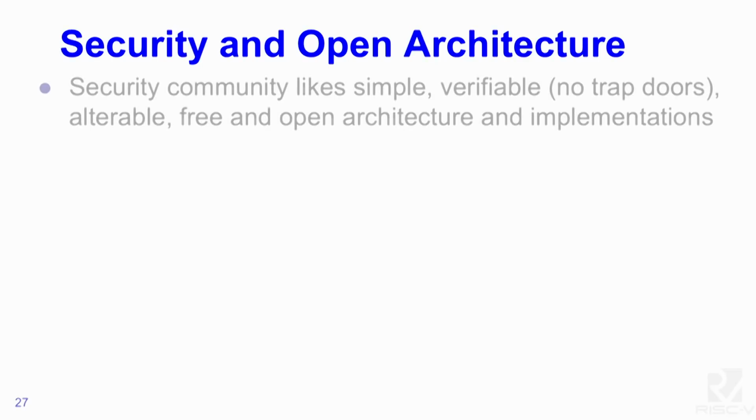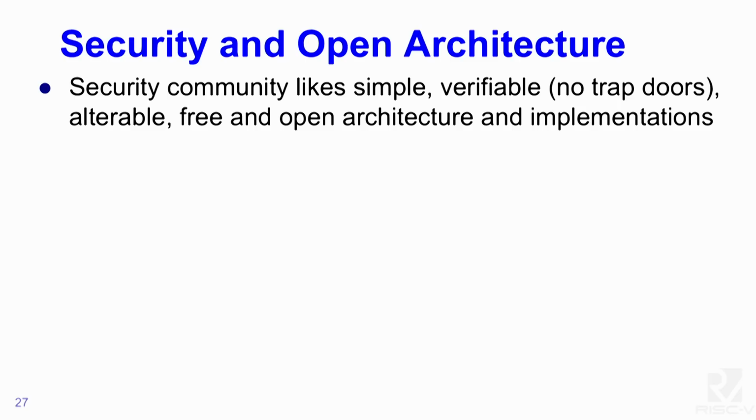What about security and open architectures? The security community doesn't believe in security through obscurity. That goes back for centuries, about trying to keep secrets. They like things open so you understand the algorithms. It's a simple architecture, which allows formal designs. You can look at the implementations, see if there are no trapdoors, and you can change it.